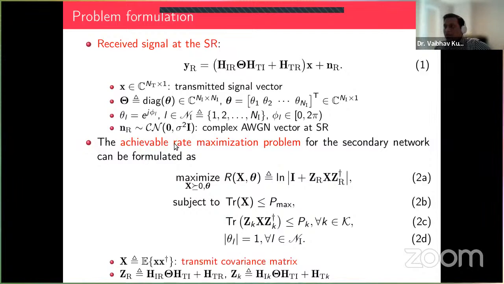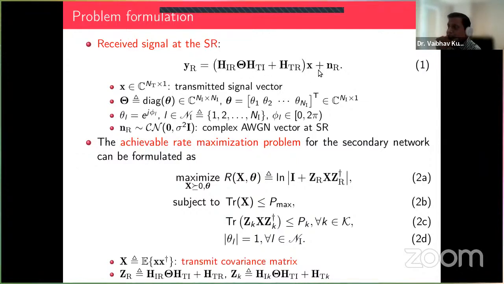So now we try to maximize the rate at the secondary receiver. Since this is a MIMO configuration, it is a standard log rate formula for the rate, and we try to maximize that rate. Now, if you see, that rate depends on two things: one is this theta and one is this X.